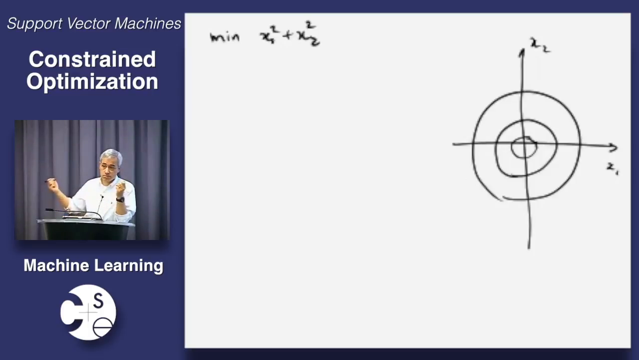0, 0, right? The solution is the origin. I said I was going to make it simple. Now this problem can be solved by inspection, as they say. But in general, how do you solve problems like this?